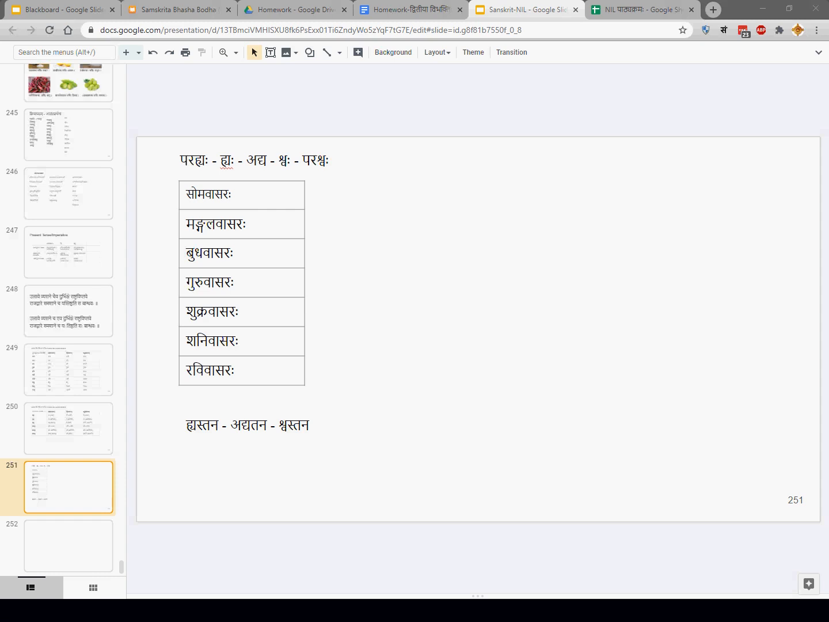Okay. Moving forward, there are three more words I'm putting here which are related to this. Let's start with Adyatana first. We saw Adya: Adya kaha vasarah? Adya Shanivasarah. Adya means today. Now, Adyatana, we are adding Tana to it. Adyatana means of today, belonging to today.